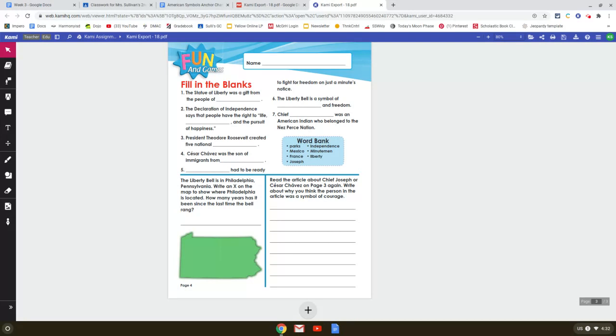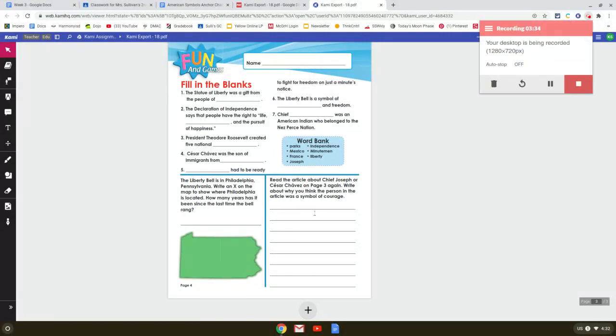How many years has it been since the last time the bell rang? Again, read the article about Chief Joseph or Cesar Chavez on page 3 again. Write about how you think the person in the article was a symbol of courage. When you are finished, please be sure to turn it in to your teacher. Good luck.